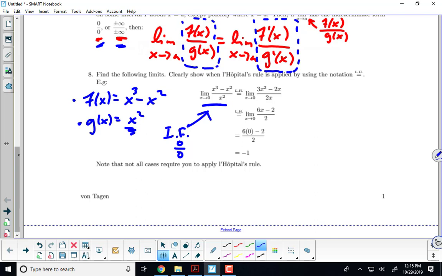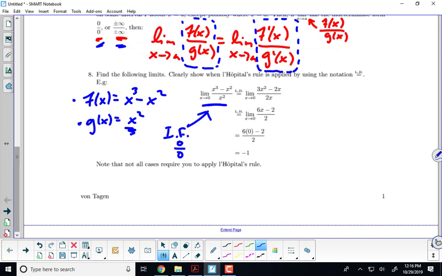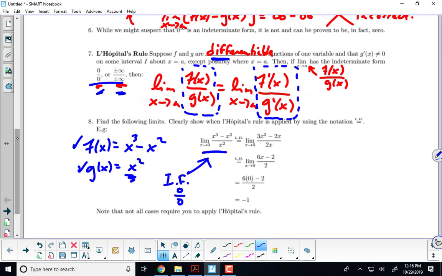Now we also need to check, if you go back to the conditions for L'Hopital's rule, that they are differentiable functions. It's very important that they must be differentiable functions. Well, notice that f of x is differentiable around 0. In fact, it's differentiable everywhere. And g of x is differentiable around 0. In fact, it's differentiable everywhere. So we've got differentiable functions, and they have the indeterminate form 0 over 0, which is one of the two indeterminate forms we need in order to apply L'Hopital's rule.